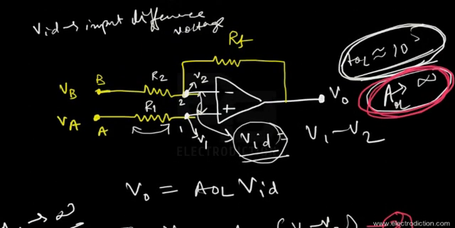Whenever we apply any input voltage at terminals A and B, the voltage drops occurring at terminals 1 and 2 must be equal to each other. So this means the voltage at terminal 1, that's V1, must be approximately equal to the voltage at terminal 2, that's V2. They should be equal to each other.